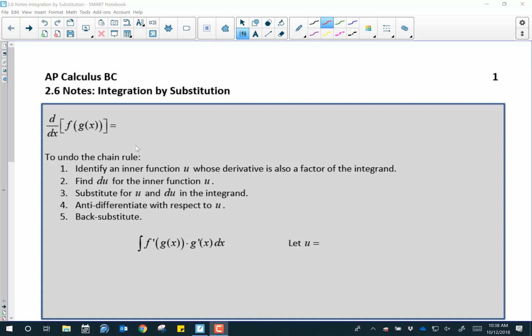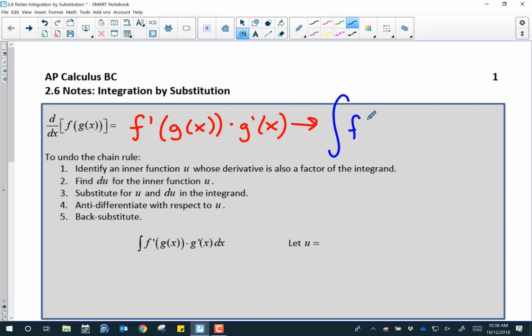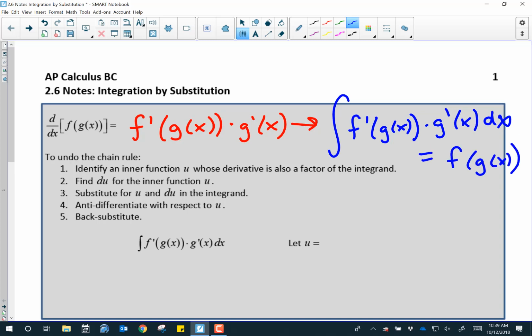So it's good to go back. So remember, an integration is just an antiderivative. So let's look at the derivative. If I'm taking the derivative of a composition of functions, so chain rule, what is that rule? F prime of g of x times g prime of x. Correct. Okay, so what I'm looking at is if I want to integrate something that looks like f prime of g of x times g prime of x, then that would end up being f of g of x, okay? That's basically what I'm doing.